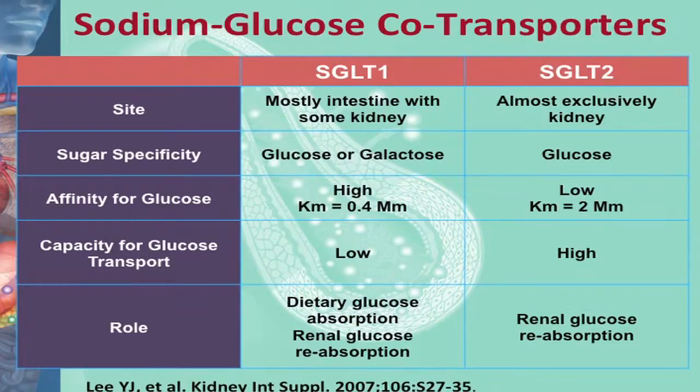There's a small number of these in the kidney, but they're much more important in the gut, okay? SGLT2, we've already emphasized that this is really for glucose primarily and almost exclusively expressed in the kidney. So in the kidney, you have low affinity but high capacity for glucose reabsorption by SGLT2, high affinity but very low capacity with SGLT1 in the kidney.